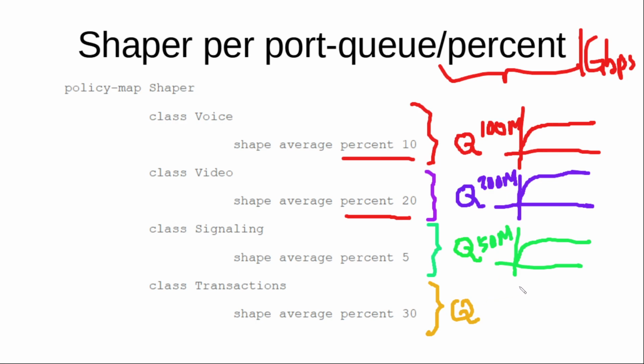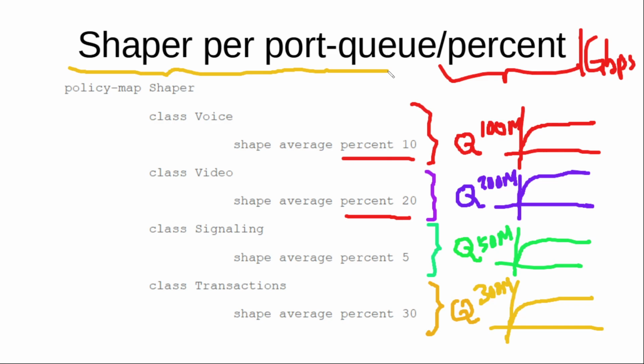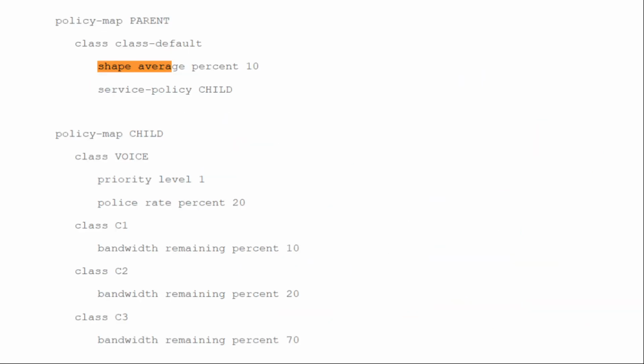And for transaction, we will be shaping for a max rate of 300 megabit per second, because that will be 30% of 1 gigabit per second. So this is known as shaper per port queue, and this is the way that we've been doing shaping for years.